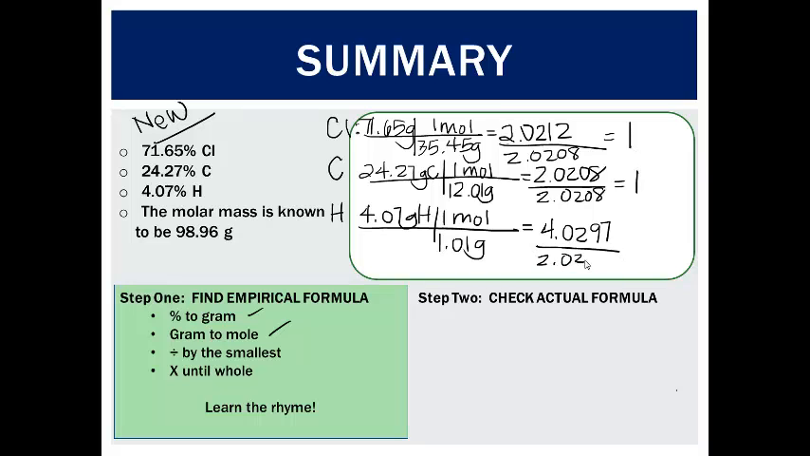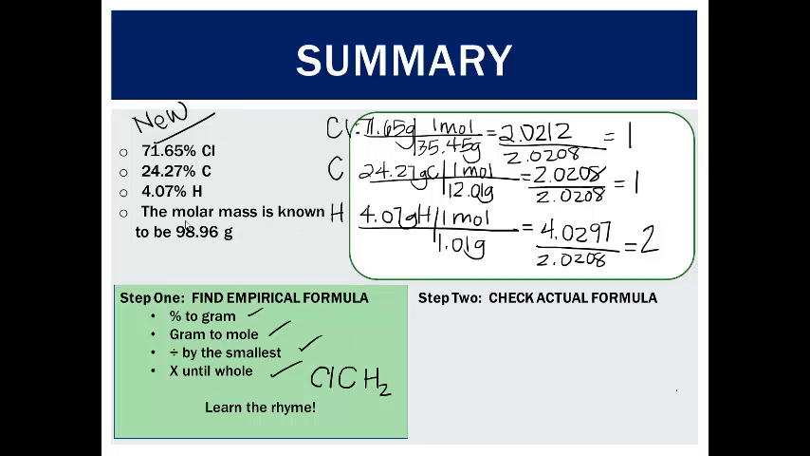And this number gives me 2. Divide by the smallest. Multiply till whole. So let's look at these numbers. They're already whole. I now have my empirical formula. Empirical formula is ClCH2. Great. But we want to check the actual formula. So, is this the actual formula for our compound, which I mistakenly said was nylon a few minutes ago? We're going to do that example in class. This is actually a gasoline additive that we have here.